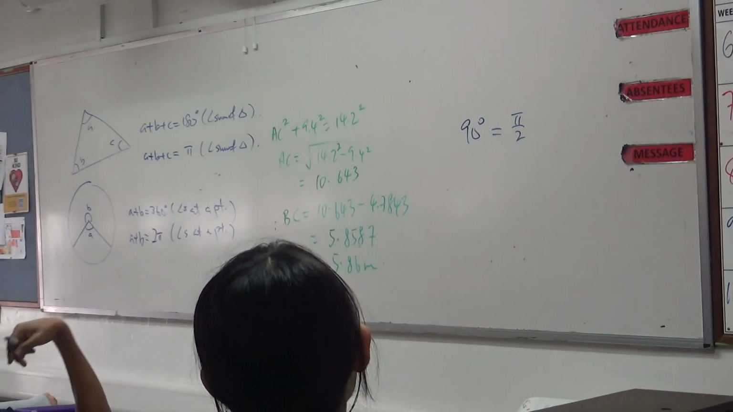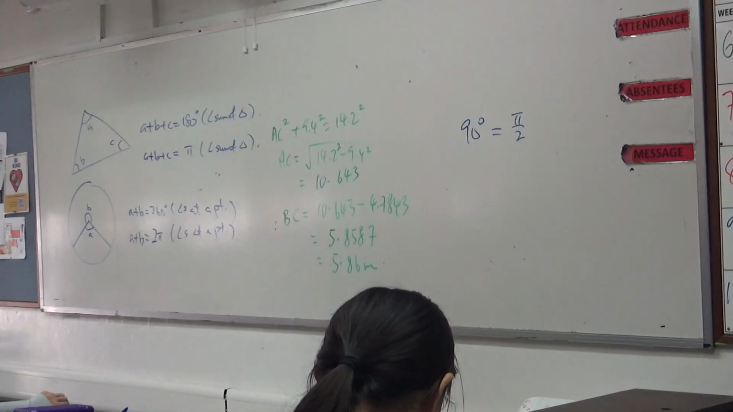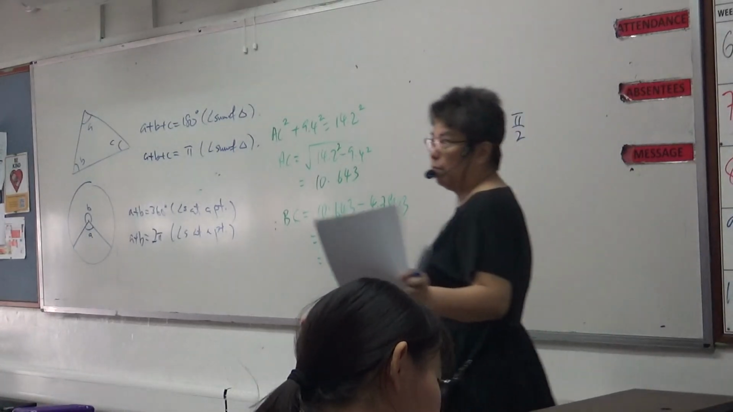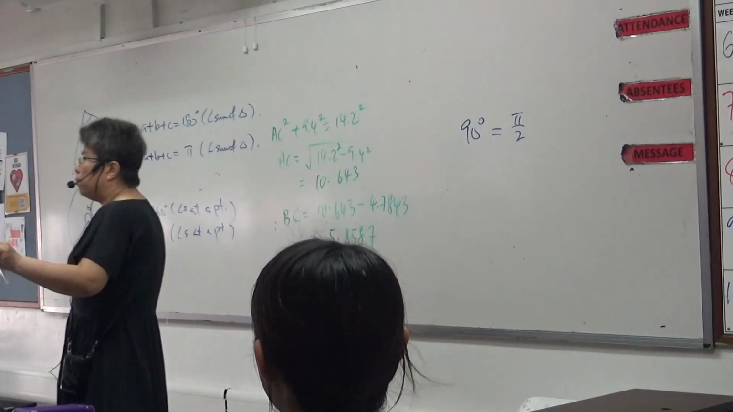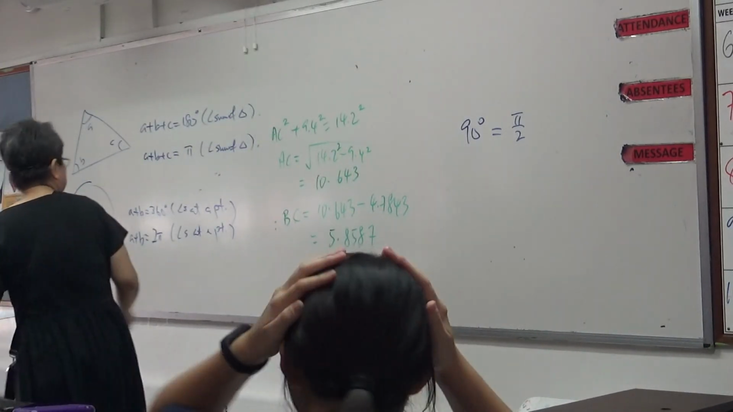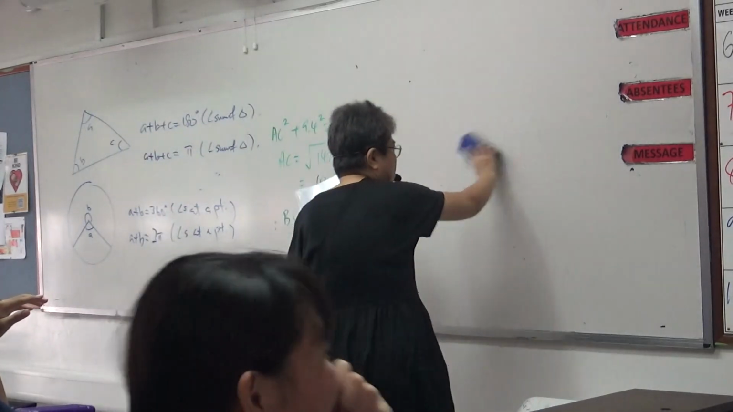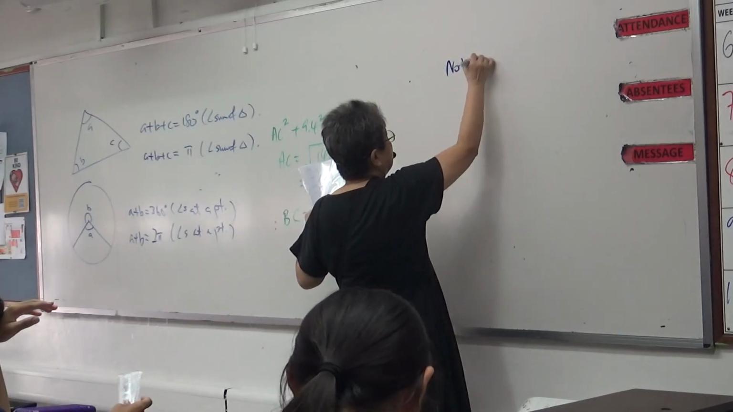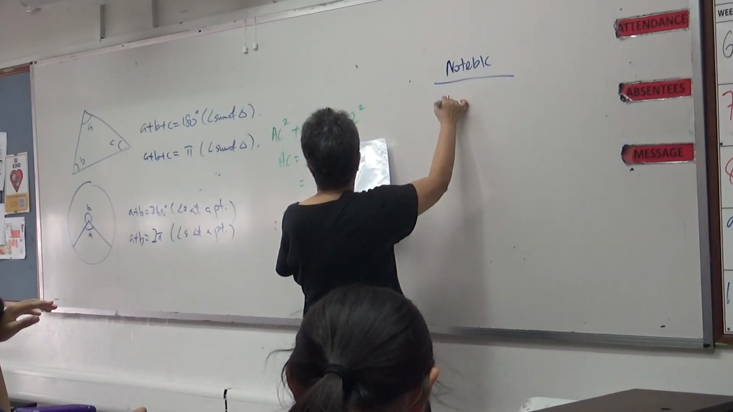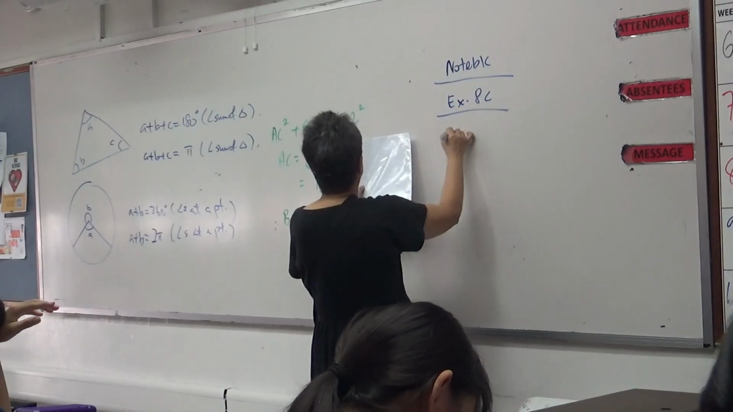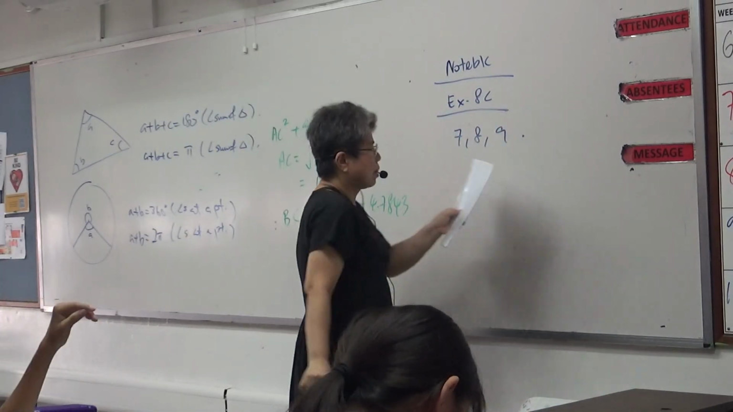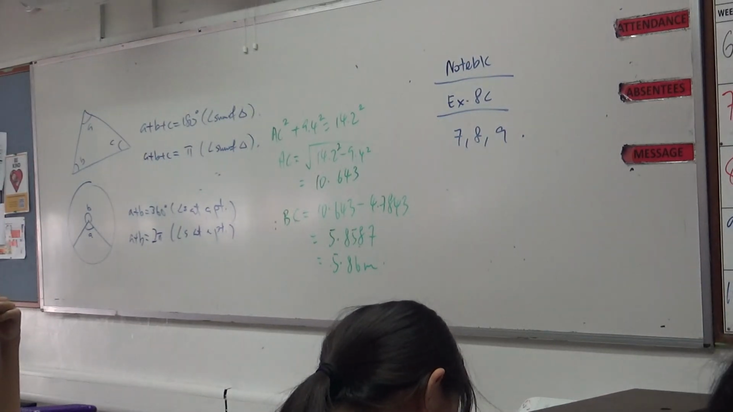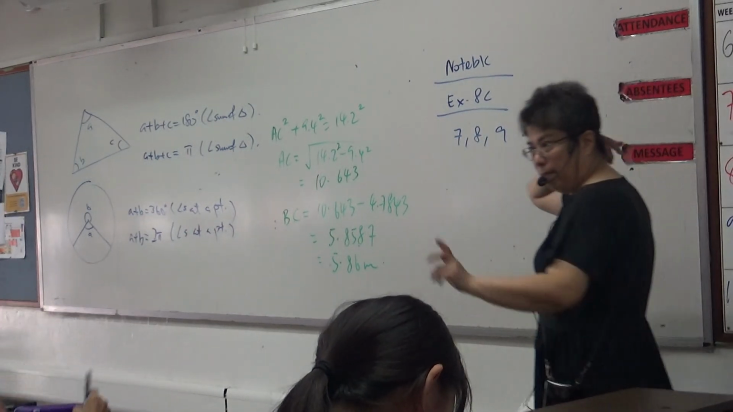Okay. Now, I'm going to give you the homework for exercise 8C. This one you don't need to do in full, because it is very simple. It's just from degrees to radians only. Okay? I'm going to write on the board now. Questions 7, 8, and 9, in the notebook. Okay, let's stop the video. I want you to start.